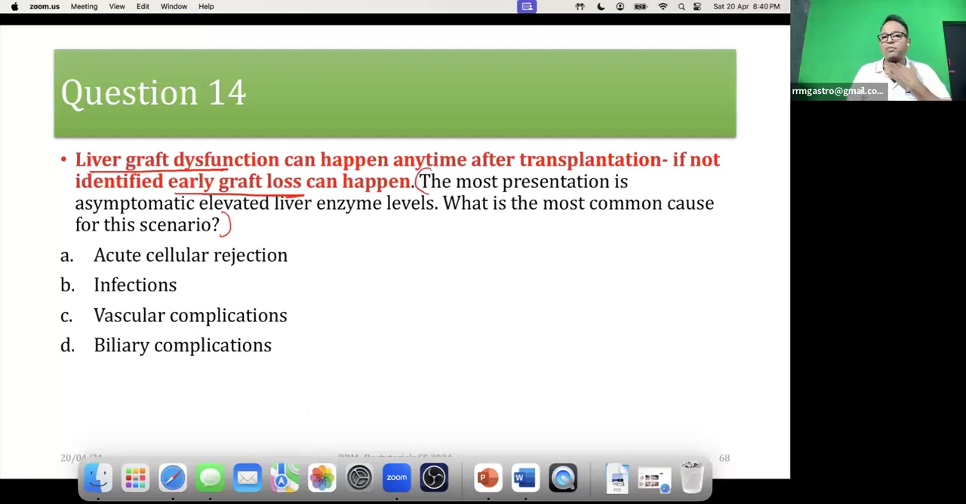What is the most common cause for this scenario? Most presentation is asymptomatic liver enzymes. What is the most common cause? Yes, what is the common cause of this? Early graft loss is commonly due to acute cellular rejection.